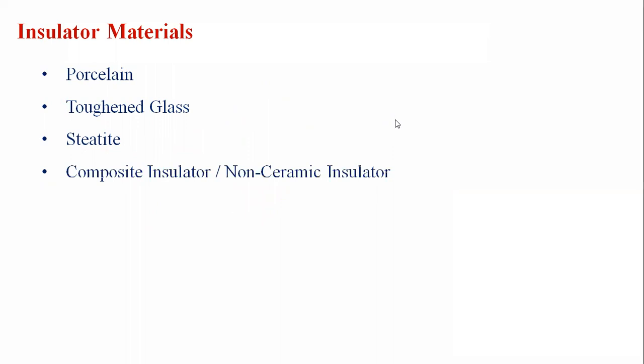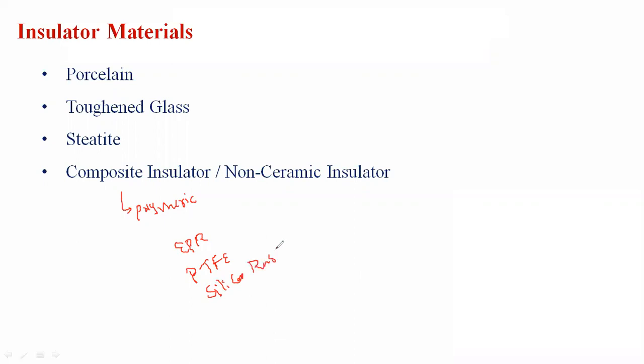The last one is the composite insulator, or non-ceramic insulator. Here the materials used are polymer materials. The polymeric material is ethylene propylene rubber, that is EPR, another one is PTFE, that is polytetrafluoroethylene, and the next one is silicone rubber. These are the materials used for composite insulators, otherwise called non-ceramic insulators.